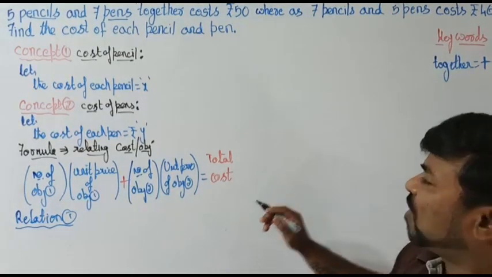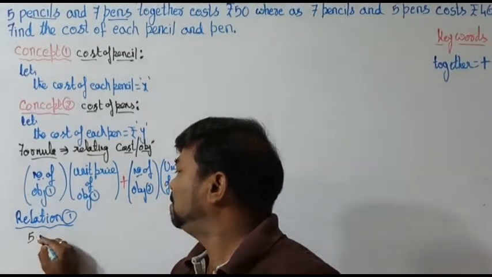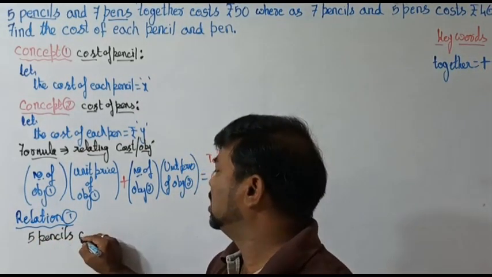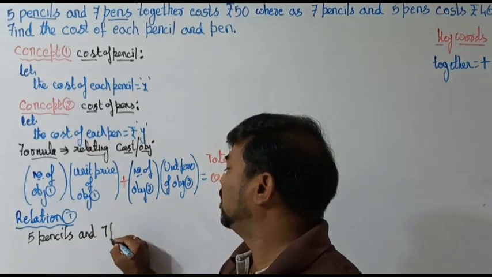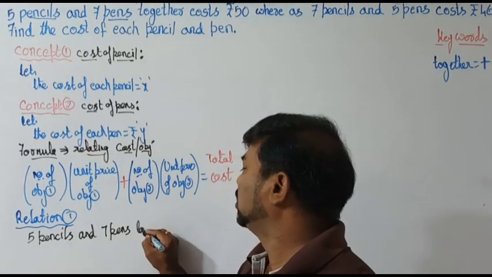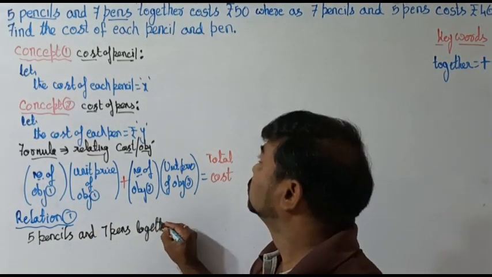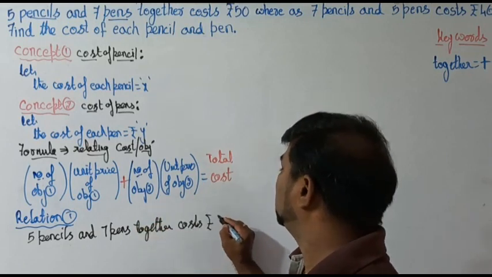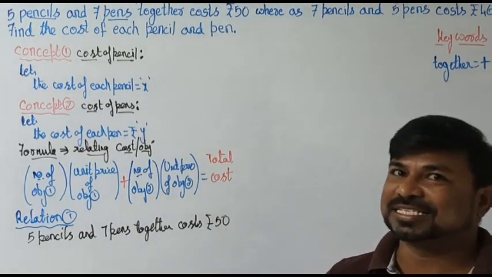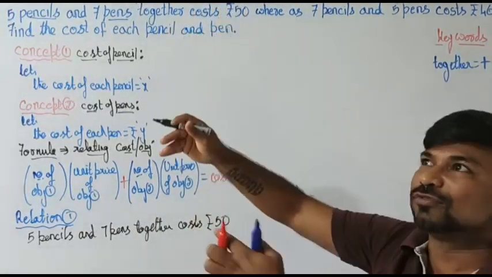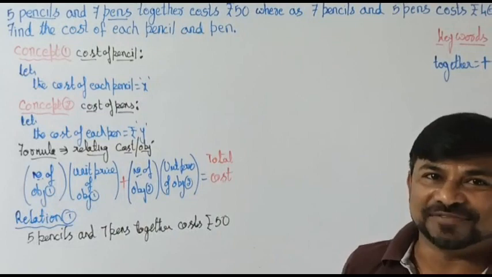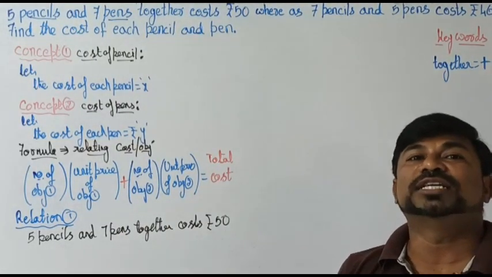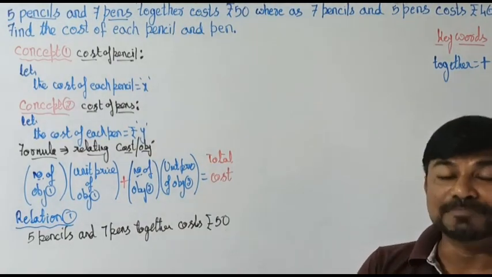What he says: 5 pencils and 7 pens together cost rupees 50. This is the sentence form of the relation he has given. He has given it in terms of a sentence. That sentence we have to convert in terms of symbols.